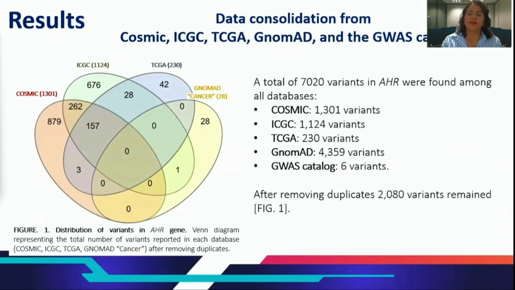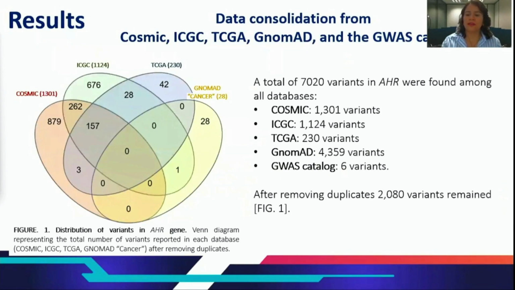As a result, we consolidated the data from COSMIC, ICGC, TCGA, gnomAD, and the GWAS catalog. A total of 720 variants in AHR were found among the 5 repositories. 1,301 variants were reported in COSMIC, 1,124 variants in ICGC, 230 in TCGA, 4,359 in gnomAD, and 6 variants were reported in the GWAS catalog.